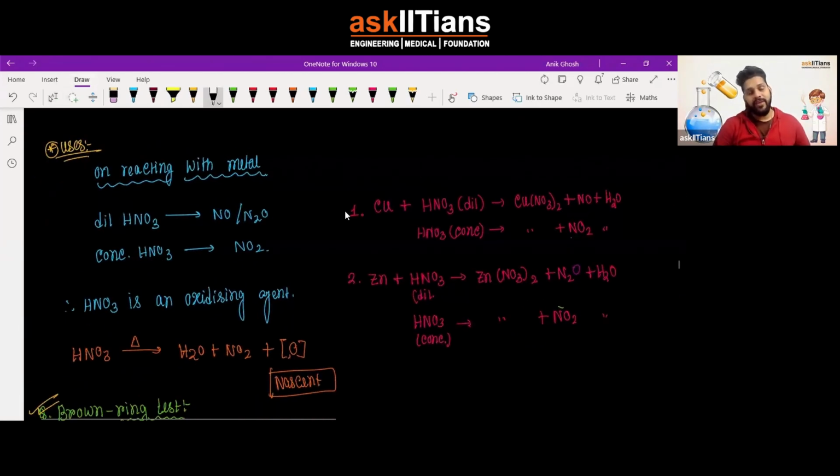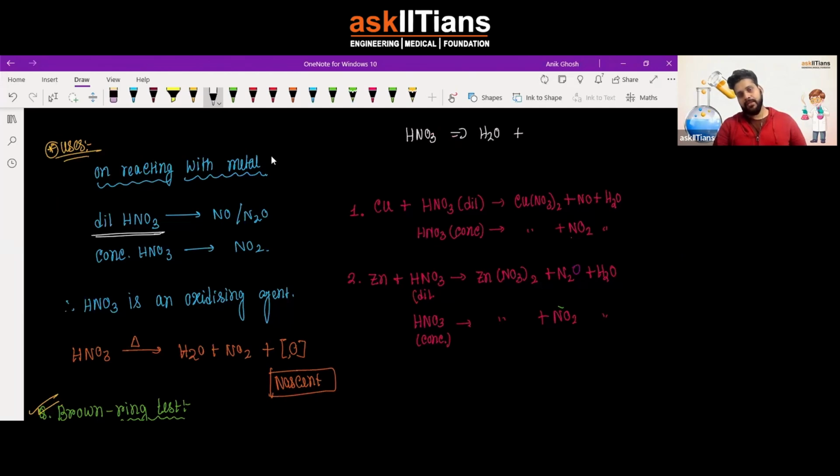Now, this particular reaction is very, very important for your JEE Advanced, and this question comes very often as well. It is about reacting metals with nitric acid. Guys, there's a shortcut that I made for this particular topic. What I have made over here is for reacting a metal with dilute nitric acid. You know nitric acid is actually an oxidizing agent, correct? So it breaks into H2O plus NO2 plus nascent oxygen.